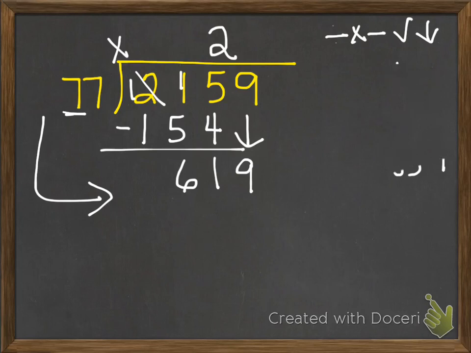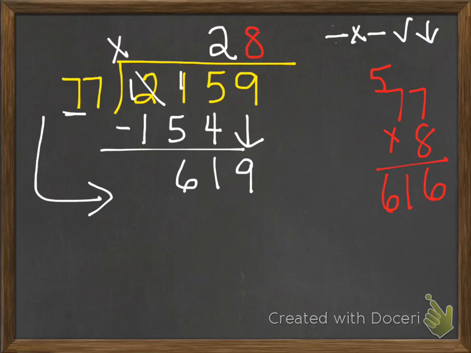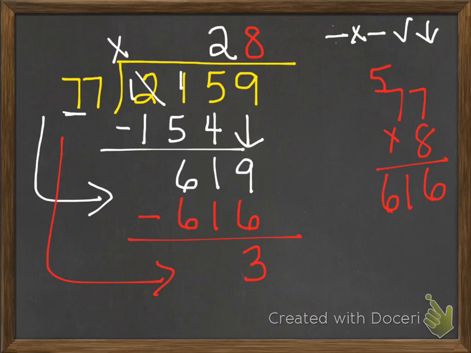So 77 times 8. 8 times 7 is 56. 8 times 7 is 56 plus 5. 56, 57, 58, 59, 60, 61. Alright, that's a lot closer without going over. So I'm going to put an 8 right here. 8 times 77 is 616. And now it's time to subtract. 9 minus 6 is 3, and that's it. And 77 is definitely larger than 3. There's nothing else to bring down, so this is my remainder of 3.